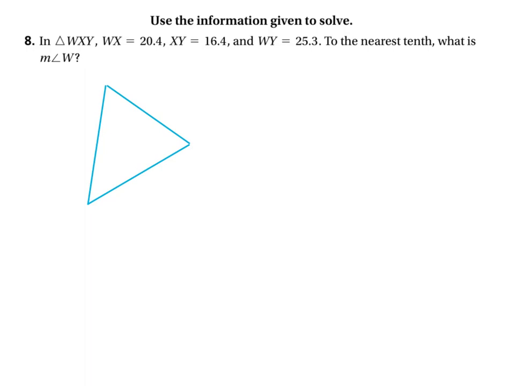Let's label it. We've got a W, an X, and a Y. And WX they give as a measure 20.4. Actually, I'm going to use a different color just for the values that we've got. 20.4. XY 16.4. And WY 25.3. Okay, what's the measure of angle W?